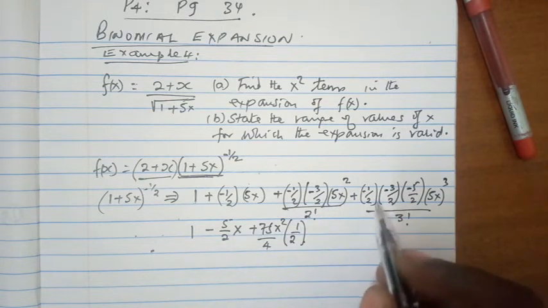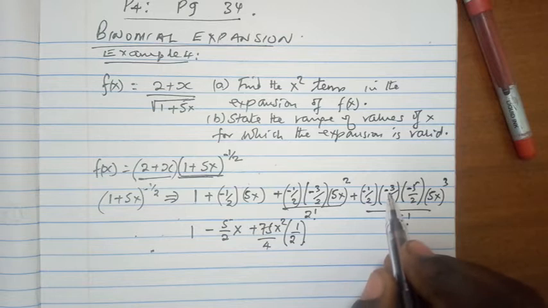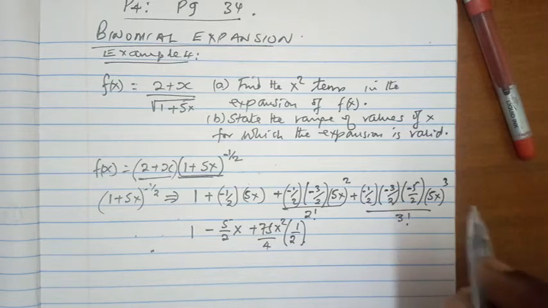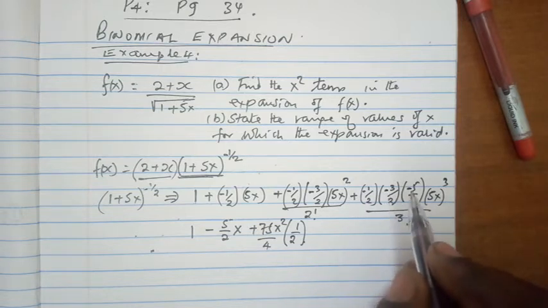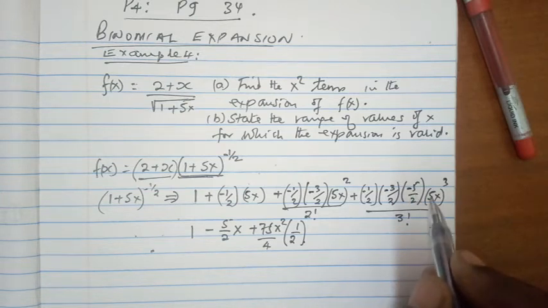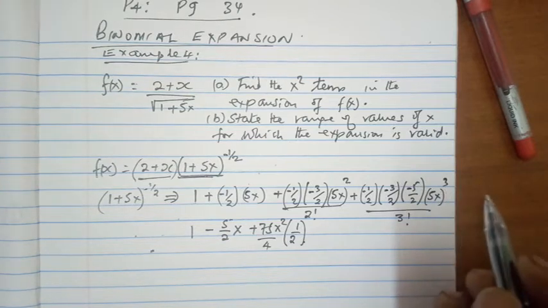The third term is going to be minus 1 times minus 3, that is 3, times minus 5, that is minus 15, minus 15 times 125.